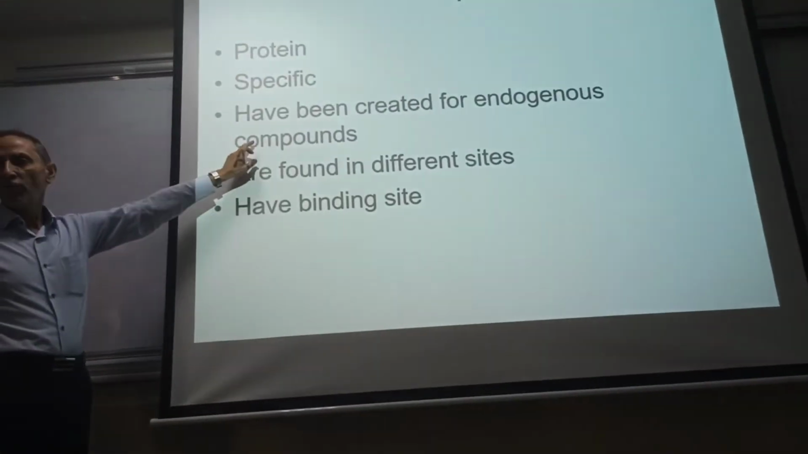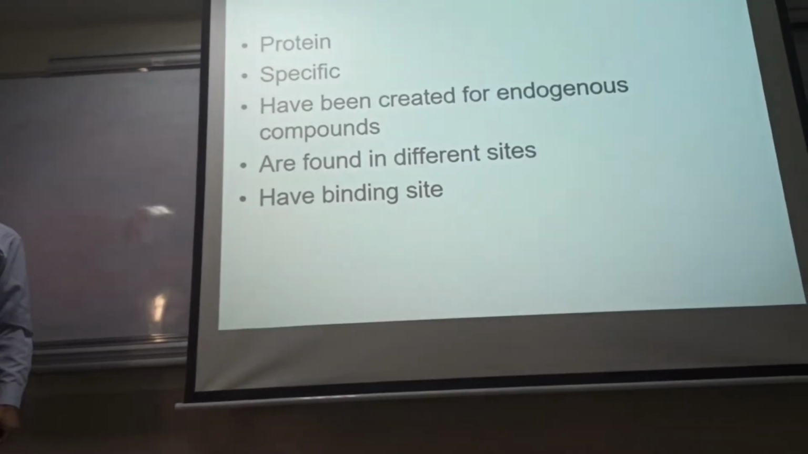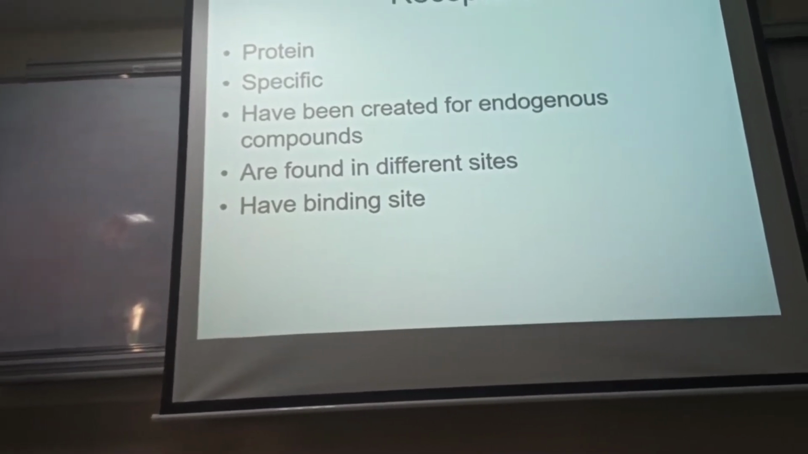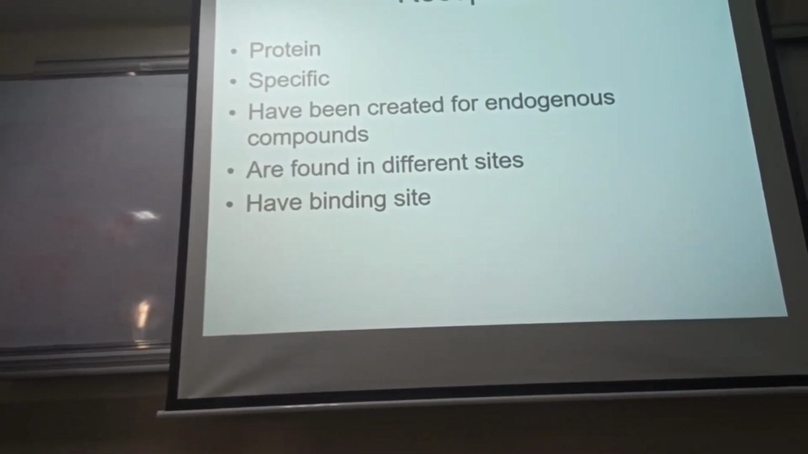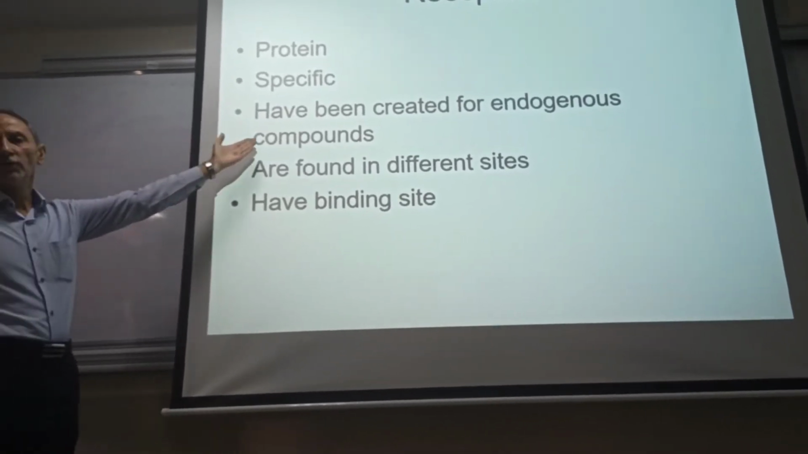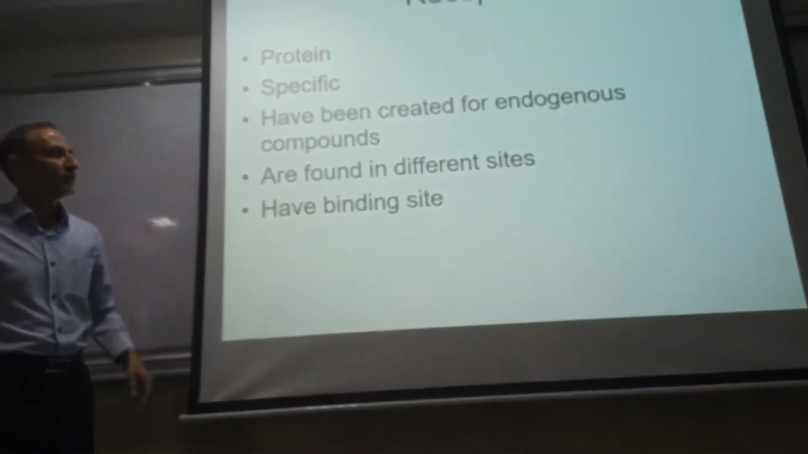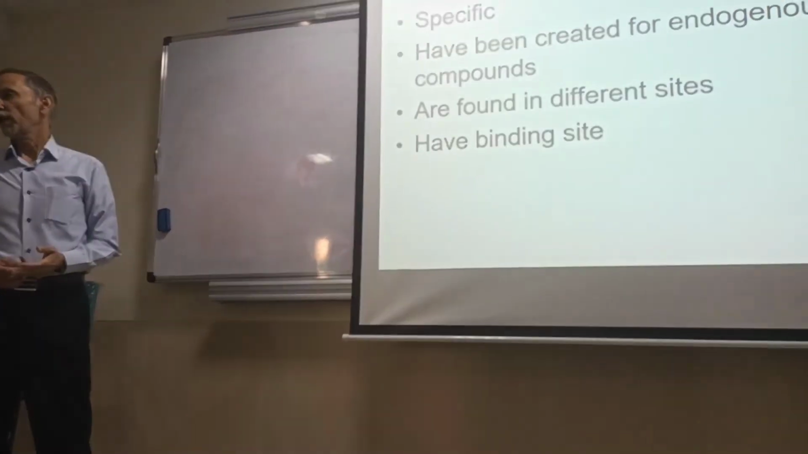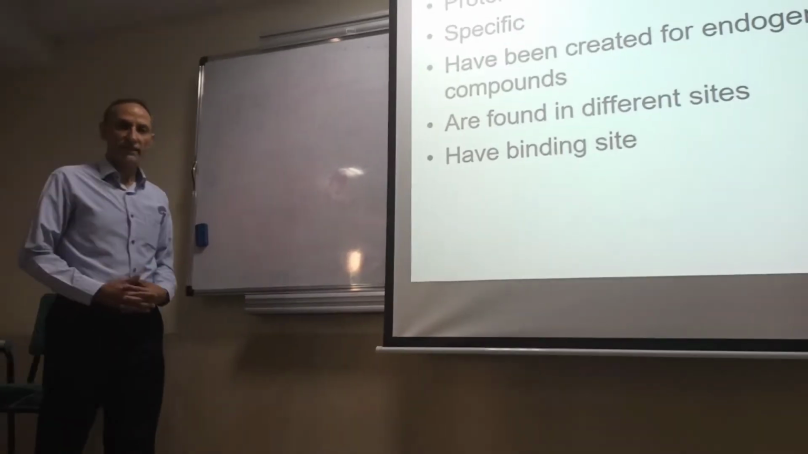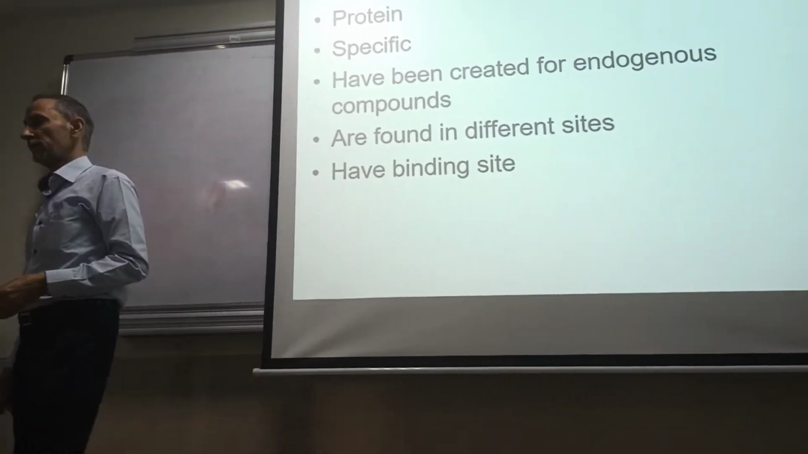Receptors have been created for endogenous compounds. If we have insulin, then we have receptors for insulin. If we have growth hormone, if we have ACTH, FSH, LH, they have their own receptors. Receptors may be found in different sites: in cytoplasm, in nucleus, on organelles of the cell, and they have binding sites.